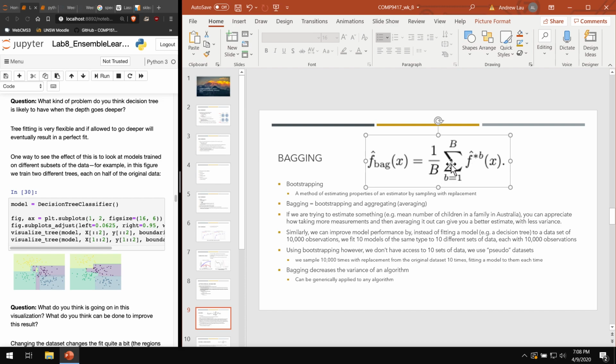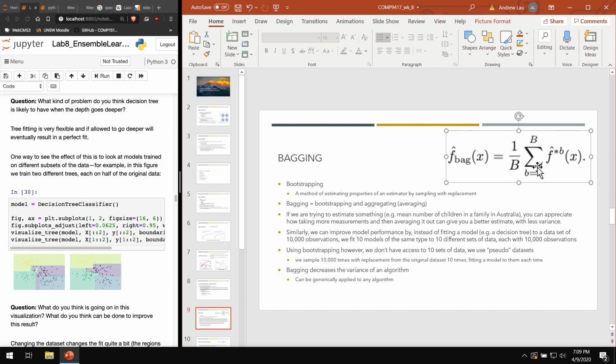And so effectively we're adding up all the bootstrapped estimates and dividing it by B. So this is the average of all the bootstrap estimates. Don't worry about the maths there. Just think of it as your bagged tree: you bootstrap the data set, say 10 times. Each of those 10 times you fit a separate decision tree, and then you average out the results.